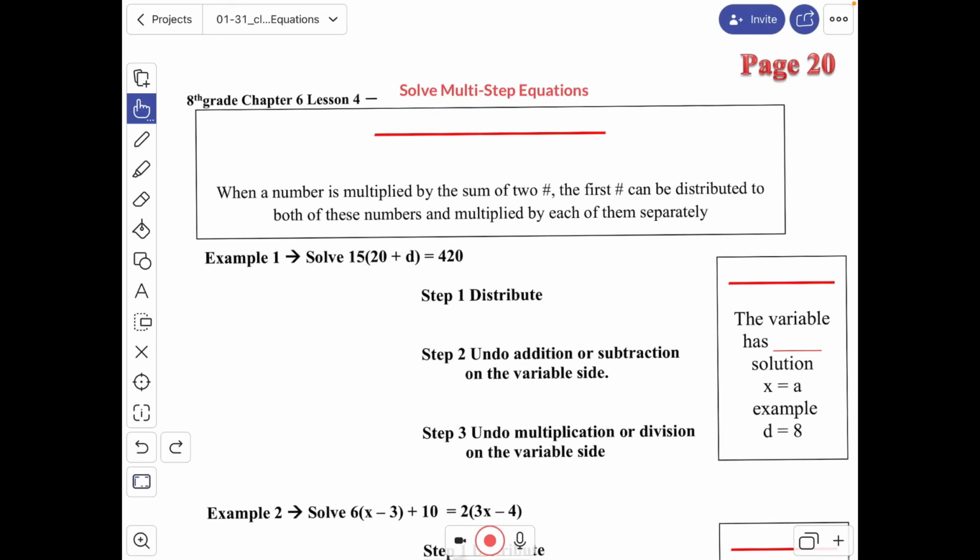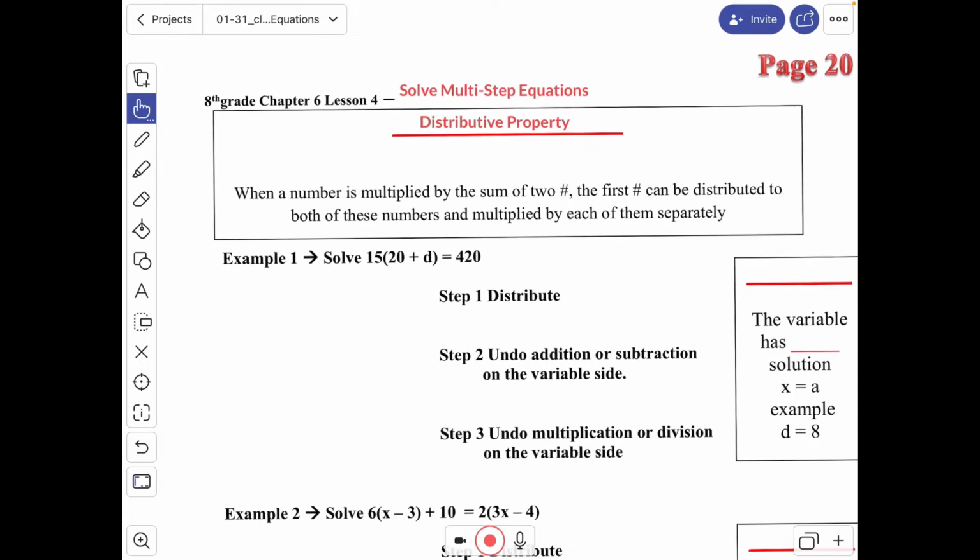Today we're discussing 8th grade, Chapter 6, Lesson 4, Solve Multi-Step Equations. And we're going to be using the distributive property. Distributive property is when a number is multiplied by the sum of two numbers. The first number can be distributed to both of these numbers and multiplied by each of them separately.